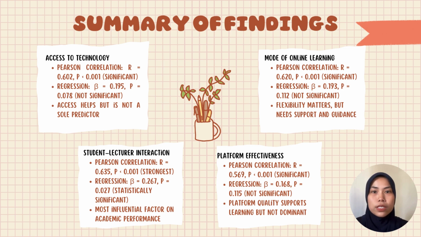The first factor is access to technology. There was a moderate and significant relationship between access to technology and academic performance. However, the effect was not significant in the regression test. This means access alone is not enough to ensure good performance.